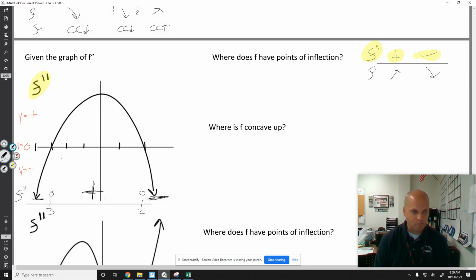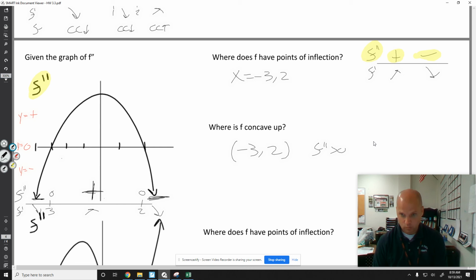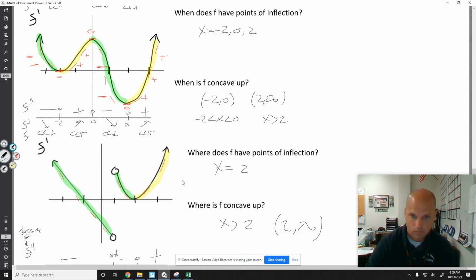I don't see f prime, so I can't tell when f prime is increasing or decreasing. But now I do know, based on the signs of f double prime, that f prime must be decreasing, increasing, decreasing. That means f must be concave down, concave up, concave down. Where do we have points of inflection? Negative 3 and 2. Where is f concave up? Between negative 3 and 2. Where f double prime is positive, it's where f prime is increasing. Okay?